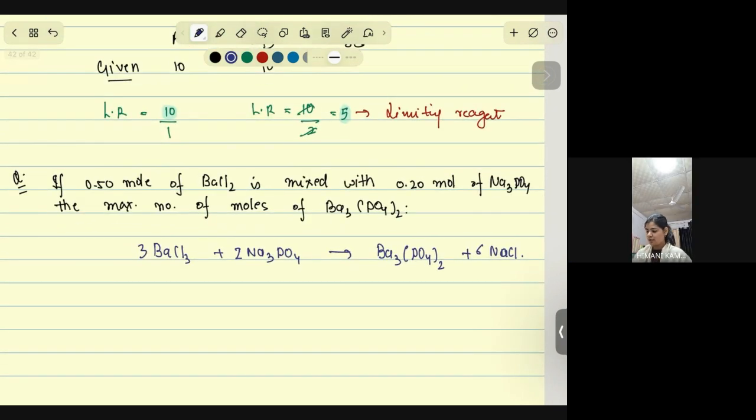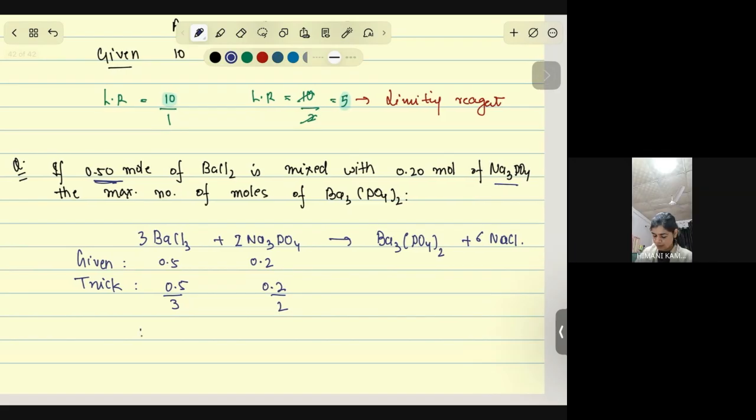So now we will determine which is the limiting reagent here. Given number of moles for BaCl2 is 0.5, and for Na3PO4 it is 0.2. So we will use the trick: 0.5 divided by 3 and 0.2 divided by 2, given moles divided by stoichiometry. The value will be 0.16 and for this 0.1. So this is smaller, so we can say Na3PO4 is the limiting reagent here.